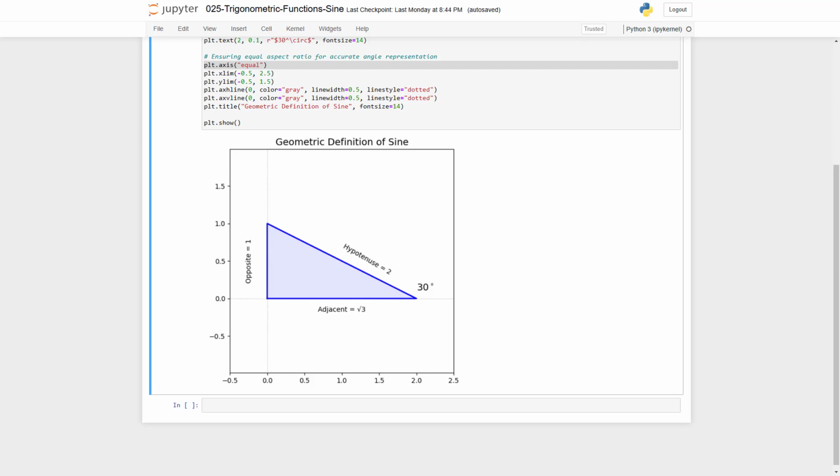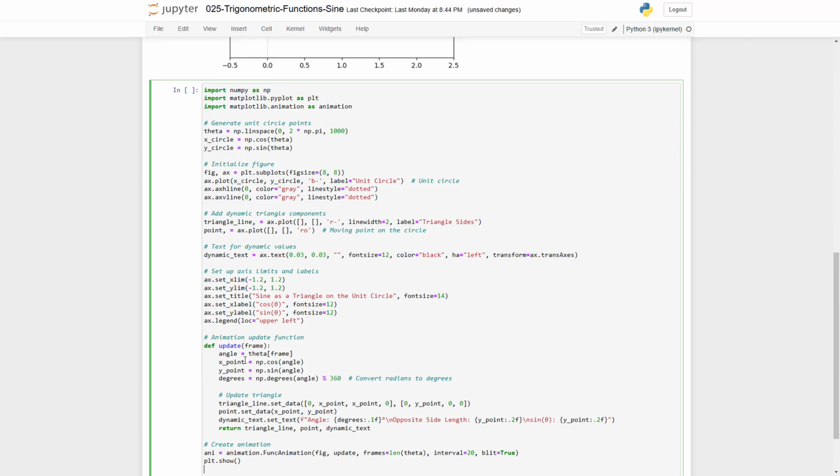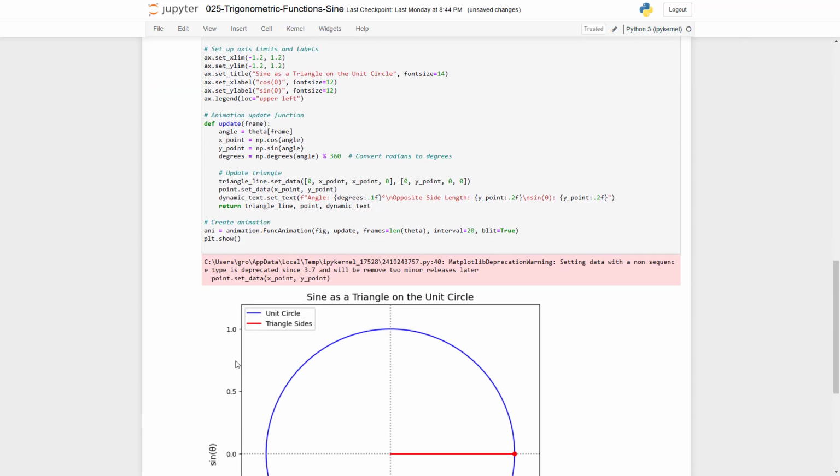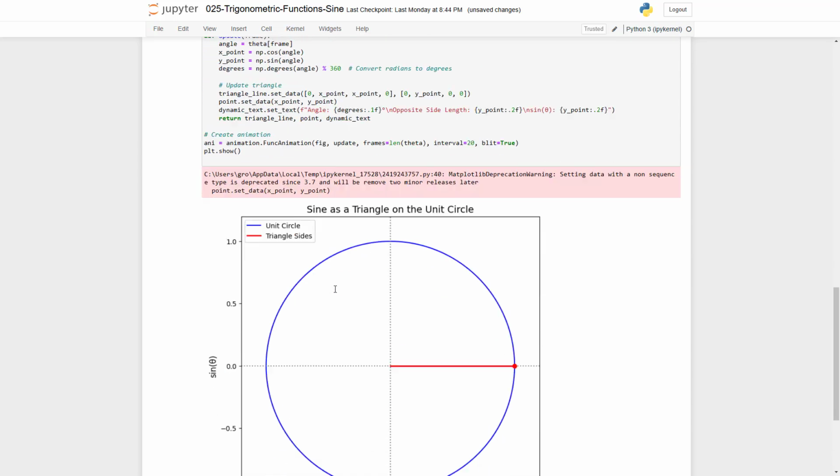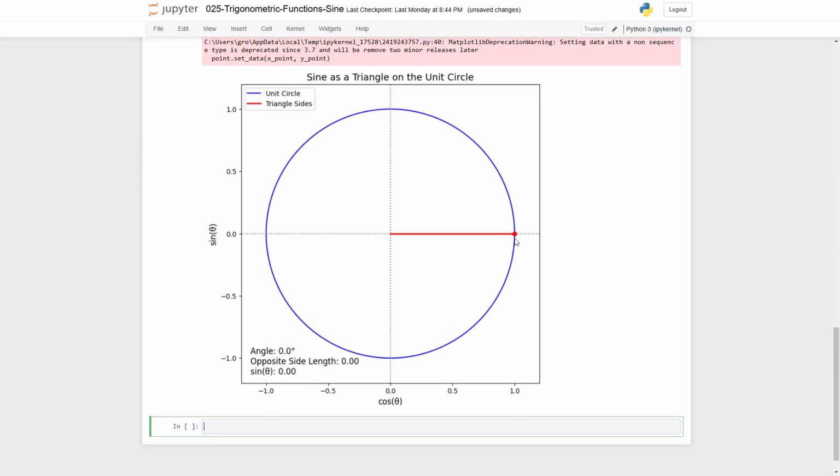First, I'm going to plot the whole code here. It's not going to be animated, but I'm going to run the animation soon. So this is how the plotting works. This thing is going to be moving, the red dot, like this. And here is where you should concentrate, because this way you will see how much the red dot is moving and how exactly the sine is changing, and the opposite side length is also changing, so to say.